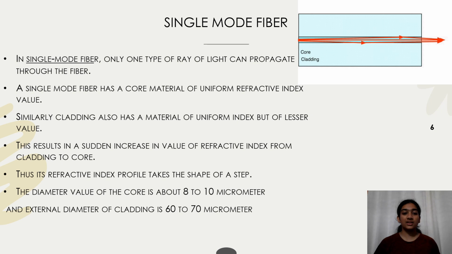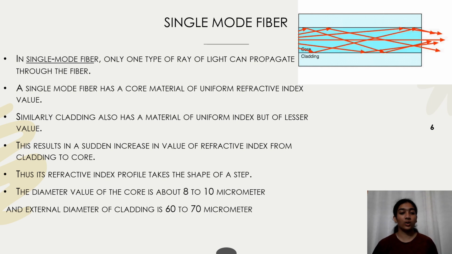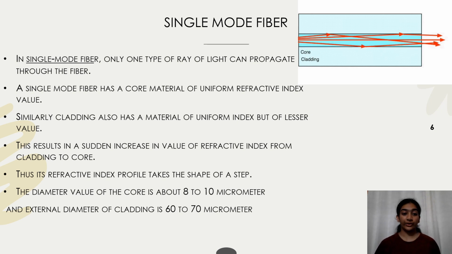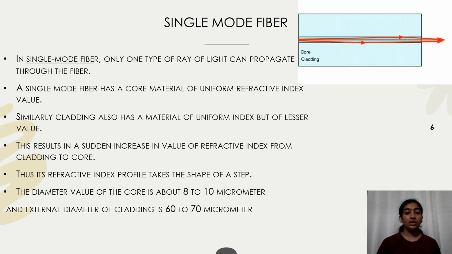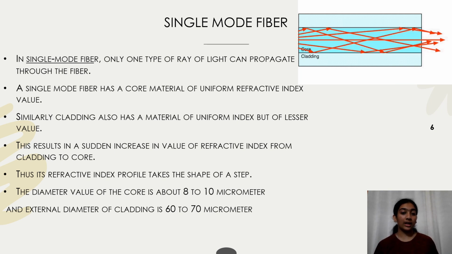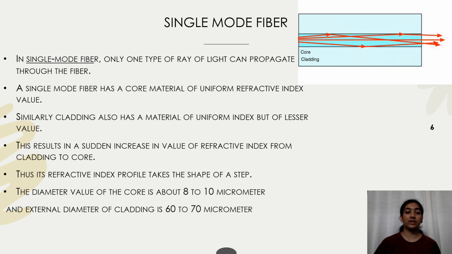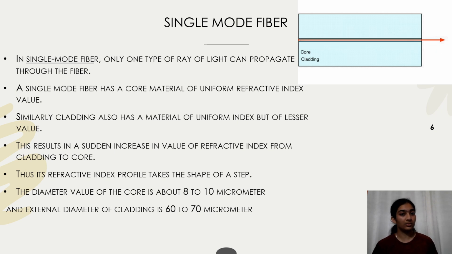So this results in a sudden increase in the value of the refractive index from cladding to the core, and refractive index profile takes the shape of a step. I will be showing the refractive index in the next slide. Before that, diameter value of the core will be about 8 to 10 micrometer, and the external diameter of the cladding is 60 to 70 micrometer.